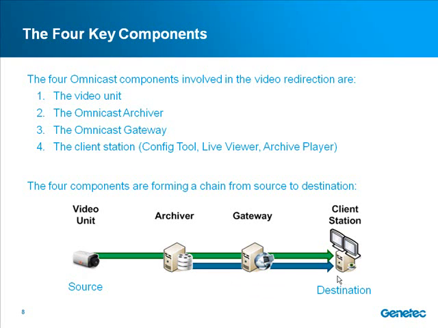Overall, the order of the chain from source to destination will not change, but depending on the network type, we may be able to bypass some of the links. This is where video redirection comes in, as the stream can be redirected at either the archiver or gateway in order to reach the final destination, which are the client applications.